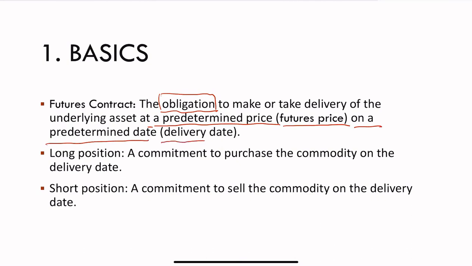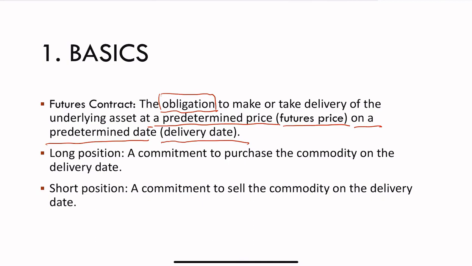So it's the delivery date. In the world of options, this predetermined date is called the expiration date, right? In the world of bonds, this is called the maturity date. So maturity date, delivery date, and expiration date are all about this so-called predetermined date.